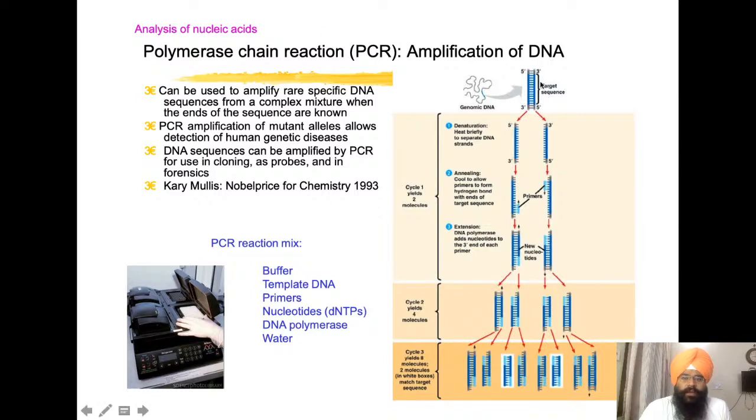So here you have your target genomic DNA and this is your target sequence. First denaturation is done: heat briefly to separate the DNA strands. Then annealing is done: cool down so your primers form hydrogen bonds with the ends of the target sequence. Then extension is done: DNA polymerase adds nucleotides to the 3' end of each primer. Then cycle 2 yields 4 molecules, and cycle 3 will yield 8 molecules. Like this we can keep growing our copies. In the PCR mixture, you need buffer, template DNA, primers, nucleotides, DNA polymerase and water.